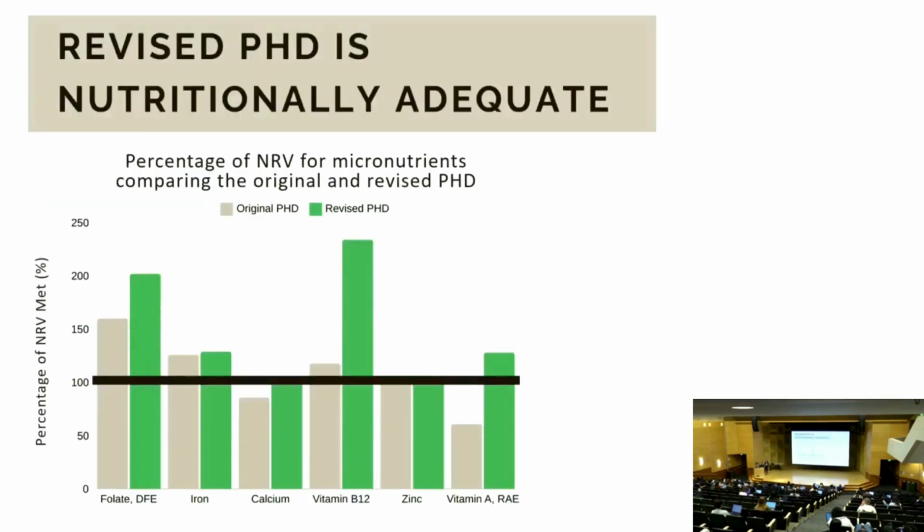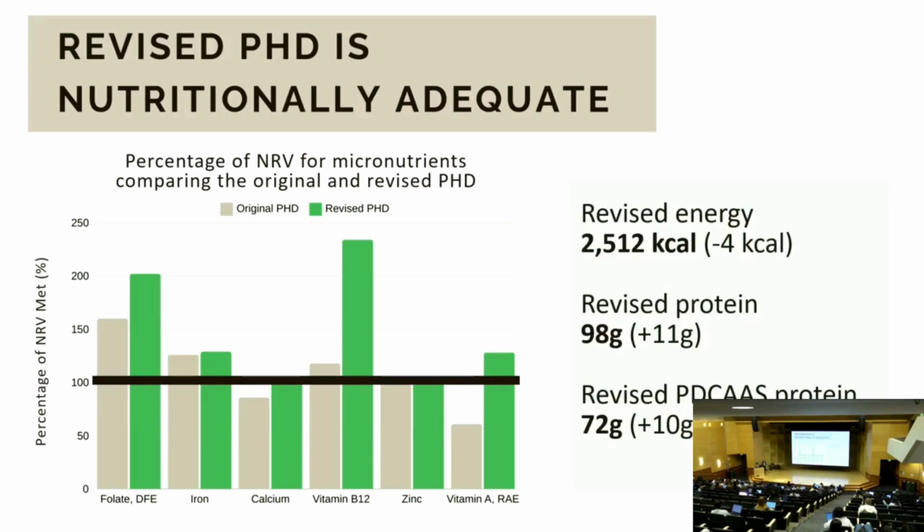Under this new revised planetary health diet, we show that it is nutritionally adequate. You'll see the brown bars here are before we made the adjustments, and then the green bars indicate the new level of micronutrients after we made these adjustments of adding the liver, small dried fish, and increasing the beans and lentils. So every micronutrient is adequate here. Additionally, we remained within that 2,500 calorie range and also increased the protein level significantly with the increase of fish and with beans, up to 98 grams of protein and then 72 for that adjusted for digestibility number.